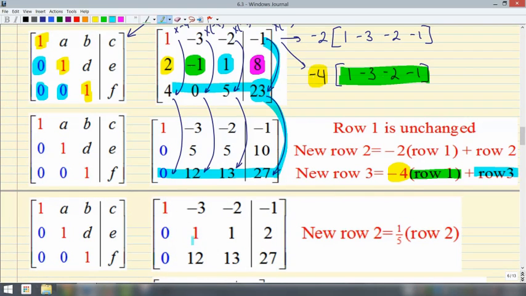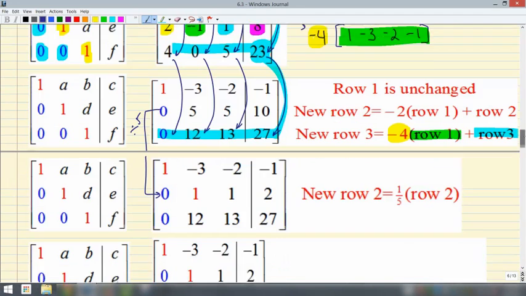Now what we'd like to do is take the second row and make it a positive 1. So we're going to take the second row and divide everything by 5. So 0 divided by 5 is 0. 5 divided by 5 is 1. 5 divided by 5 is 1. 10 divided by 5 is 2. So now our first row has the 1. Our second row has the 0, 1.